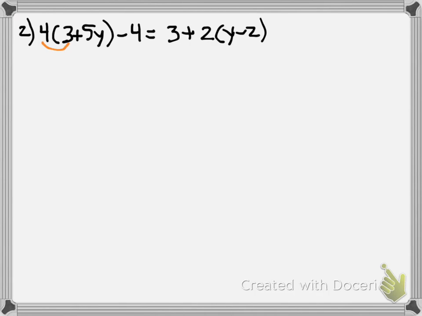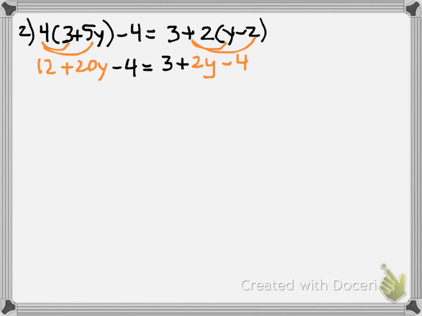And we get 4 times 3 is 12. 4 times 5y is 20y. And then we have the minus 4 we've done nothing with. Here we've got nothing happening to the 3, but what we're going to be doing is distributing this positive 2. So 2 times y is positive 2y, and 2 times negative 2 is negative 4.